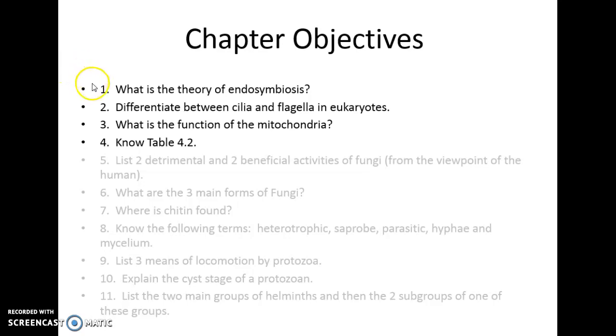So for section 1, it's specifically what is the theory of endosymbiosis, and then section 2 is looking at the structures of the eukaryotic cell, and objectives 2, 3, and 4 are specific to section 2. The remaining that are grayed out are going to be seen in other sections.